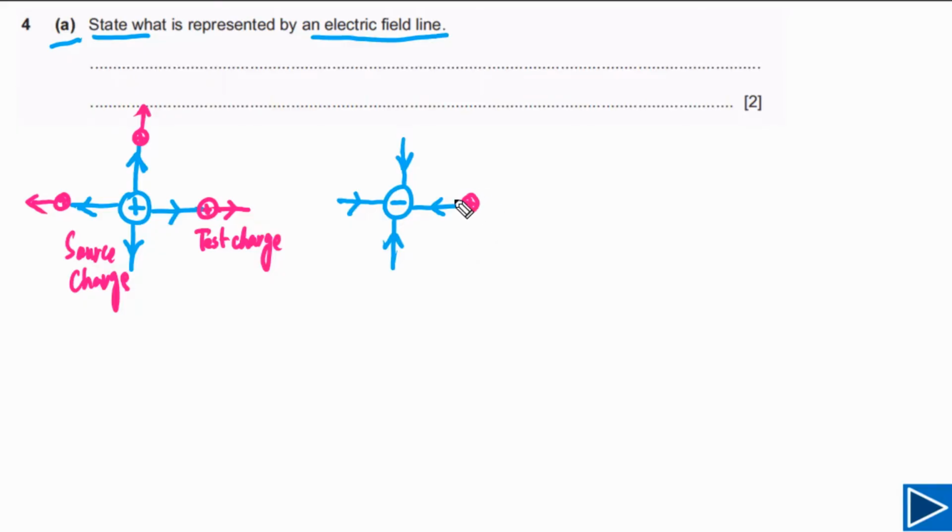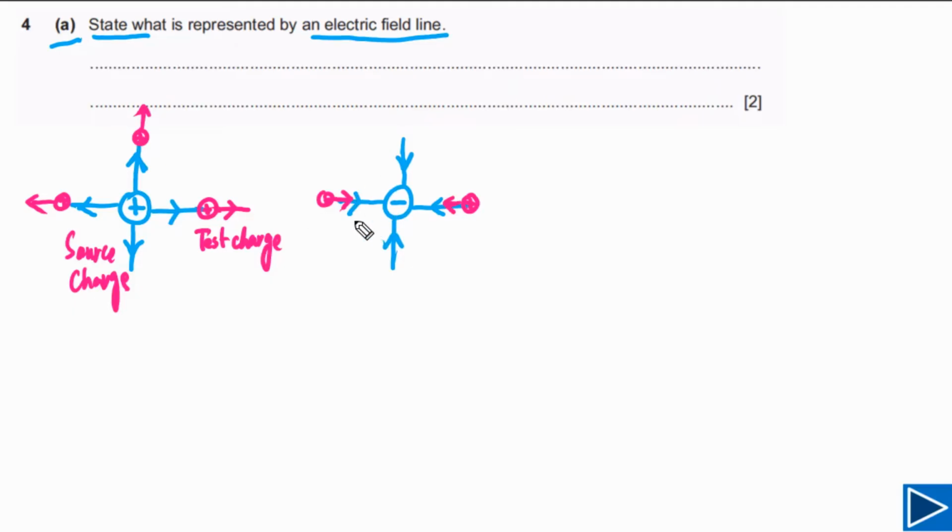If I place a positive test charge here, the force on this positive test charge is to the left. So that's the reason we draw this arrow to the left. Now if we place a positive test charge here, there will be an attractive force between the positive charge and this negative charge, so the test charge will be attracted. So that's the reason we draw arrows pointing towards the negative charge. That's the thing you need to understand to answer this question.